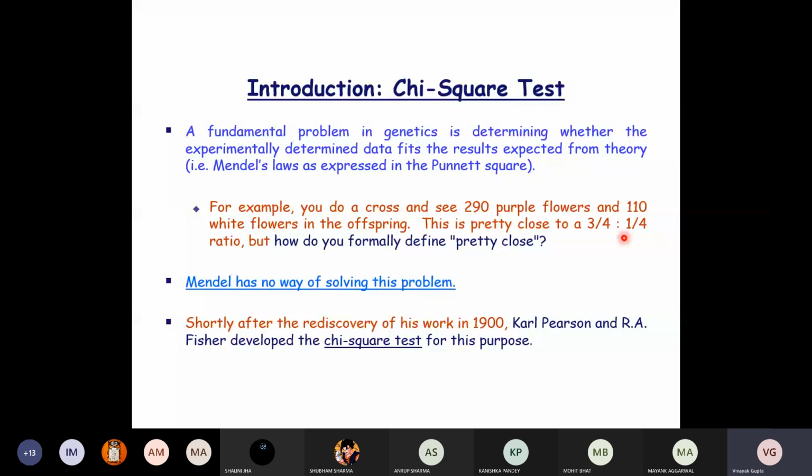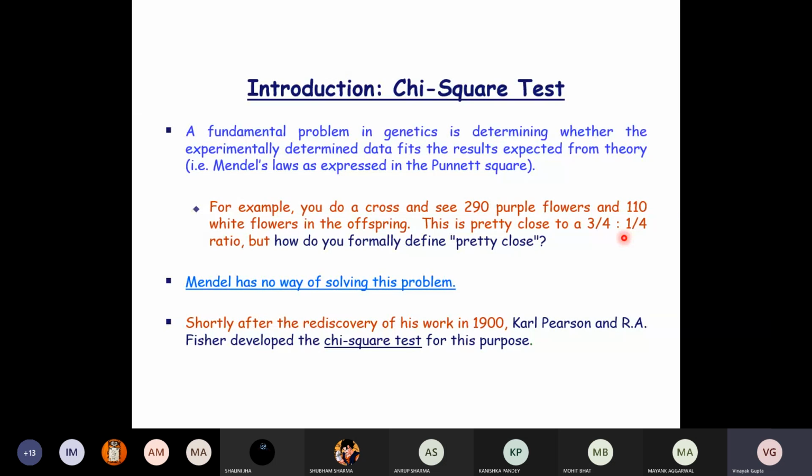It is the phenotypic ratio in a monohybrid cross 3:1. So here now the question is whether this particular cross, which is cited here as an example, is following Mendel's laws or not. Somebody can say that it looks pretty close to 3:1.